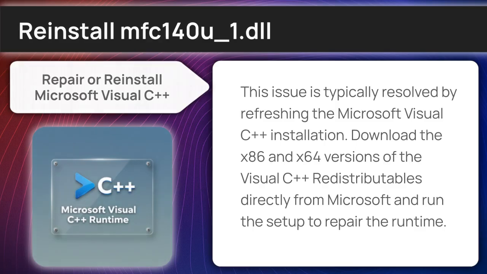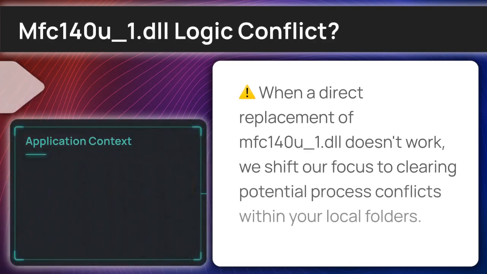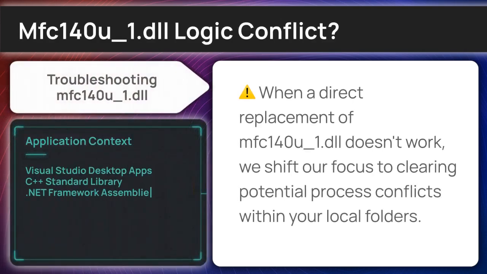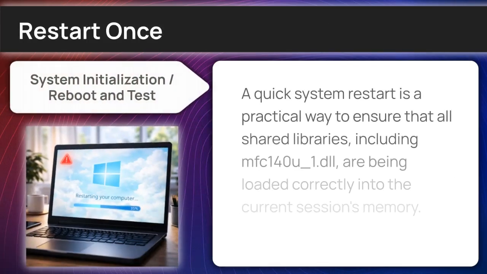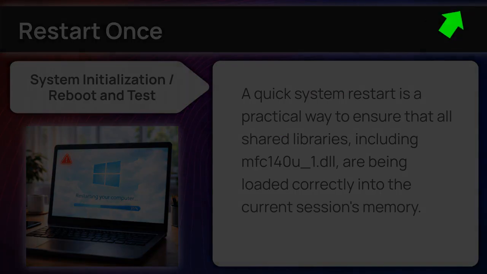the runtime. If you're still seeing the missing file notification, we should attempt to force a synchronization between the software and the OS. A system reboot is a reliable way to clear away zombie processes that might be interfering with Microsoft Foundation Class 140 Unicode Submodule 1. It's a low-impact step that ensures your operating system is starting with a synchronized environment.